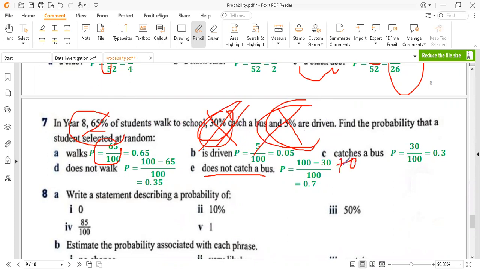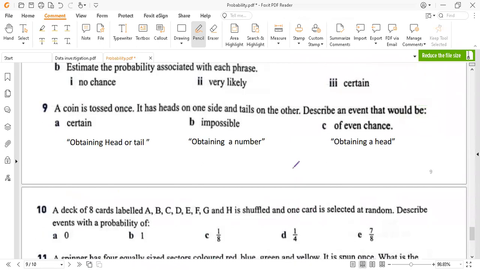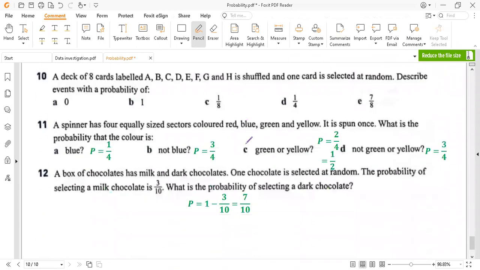which is 70%, 70 per 100, and so on. And you can complete all these by yourself.